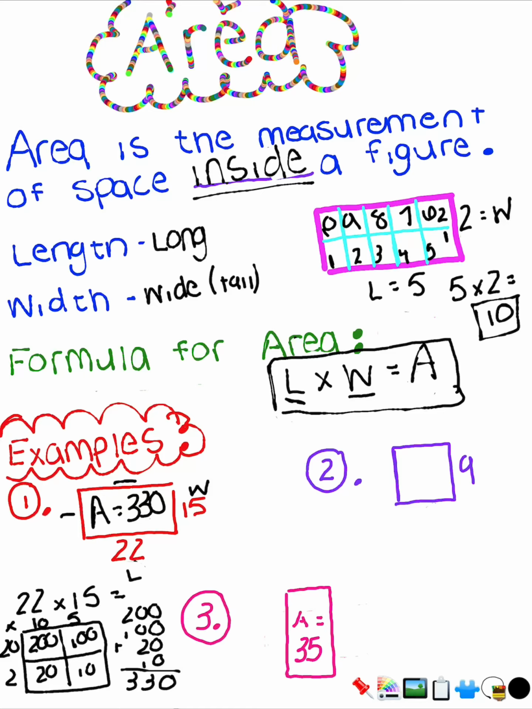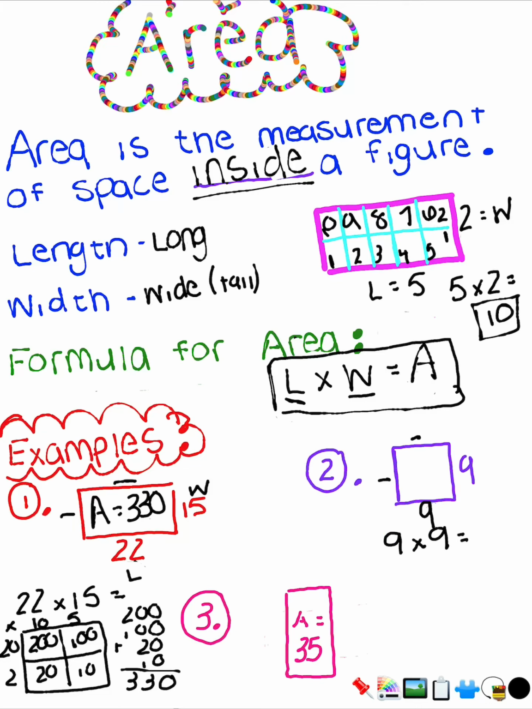Let's move on to number 2. Okay, well again, I know that I'm finding the area, and this is a square. What do we know about squares again? That all the sides are equal. So that I know if this side is 9, then that means that this side is also 9. Do I need these other sides? No, not for area. So I am only multiplying the length times the width. So to find my area, I'm going to multiply 9 times 9.